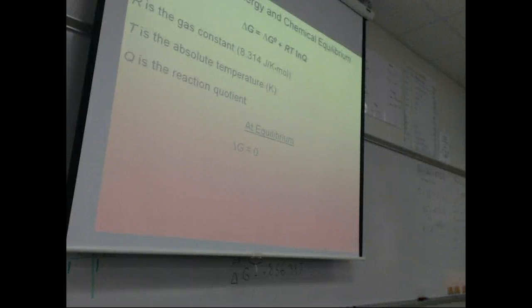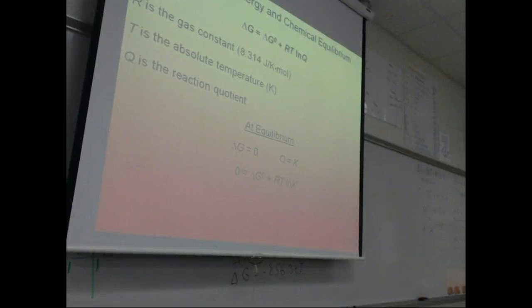So at equilibrium, delta G would equal 0. We just established that, right? We learned that last week. Also, at equilibrium, Q would be equal to K, which means it's not going to shift to reach K. You're already at it.